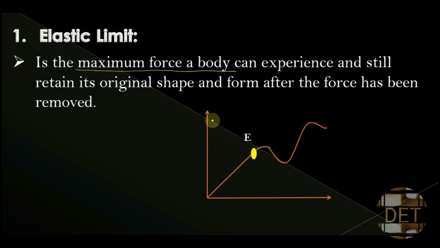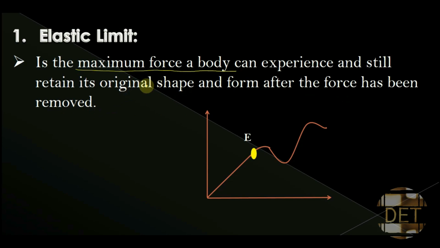this yellow ball. So in this graph, the first point you will reach is the elastic limit. That tells you that if you stretch the elastic material to this point, it can easily go back to its original shape after you have removed the compressing or stretching force. So the elastic limit is the maximum force a body can experience and still retain its original shape and form after the force has been removed.